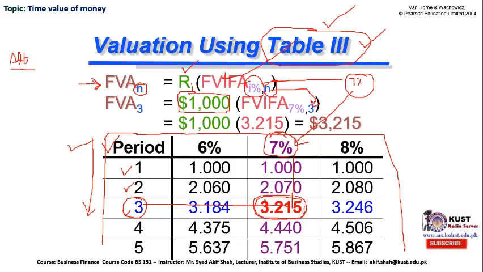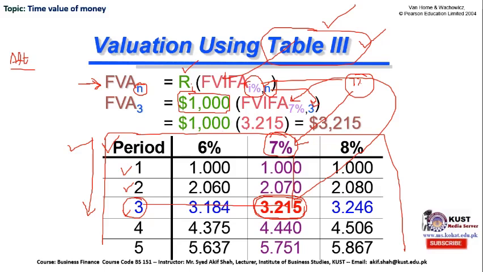So what you are required to do is to pick up this amount from the table and simply plug it into the formula over here. So we have done it in a similar fashion. $1,000 was the periodic cash flow, multiplied by the 3.215 factor, which is the future value interest factor for annuity at 7% and 3 periods.